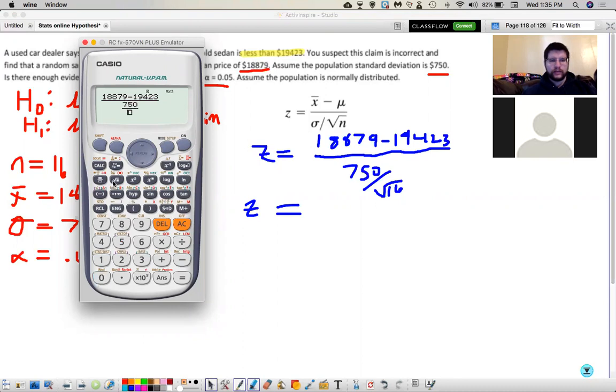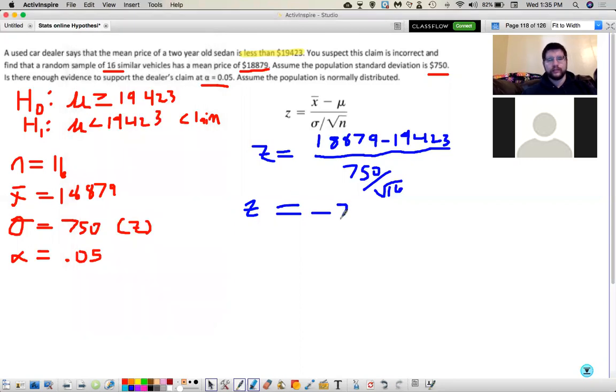$750 over square root of 16. And that gives me negative 2.9013. Again, probably only need 2 decimal places, depends on how you're doing it though. I like to go 4 just to be safe, because sometimes your critical values might have 3 decimal places. That's the test statistic. Next, we need to find the critical values.